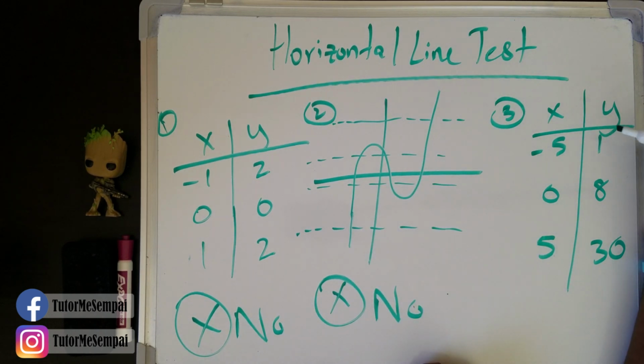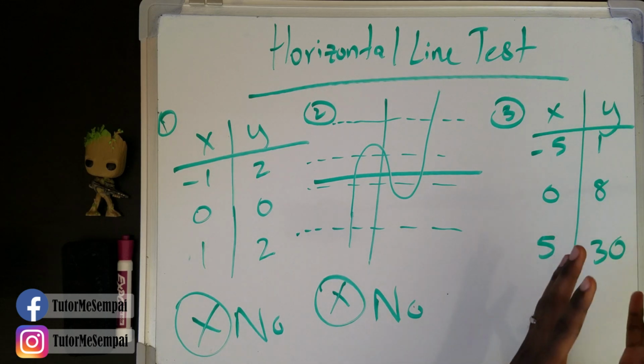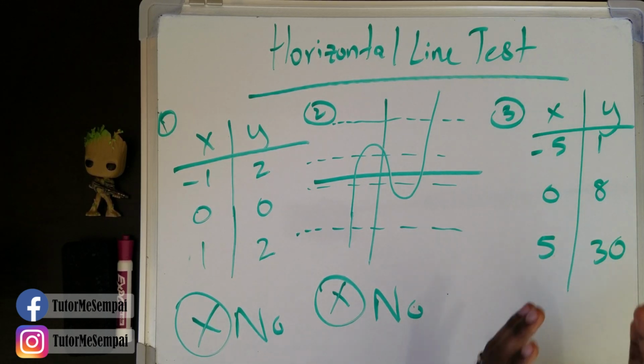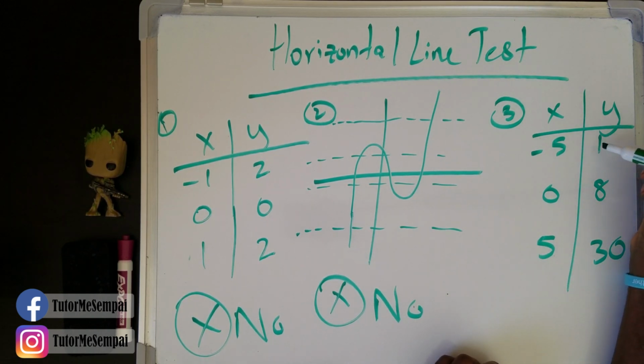So this has -5 going to 1, 0 going to 8, and 5 going to 30. Now, assume these are the only 3 points on your graph. Does this pass the horizontal line test? Is this 1 to 1? Well, 1 is only going to -5, 8 is only going to 0, and 30 is only going to 5.